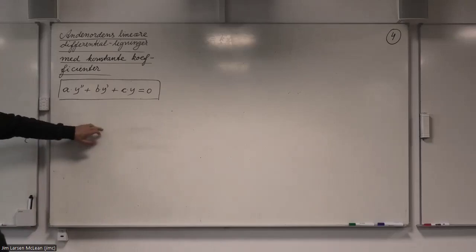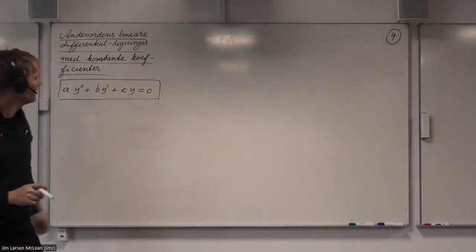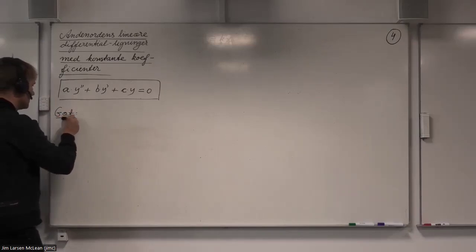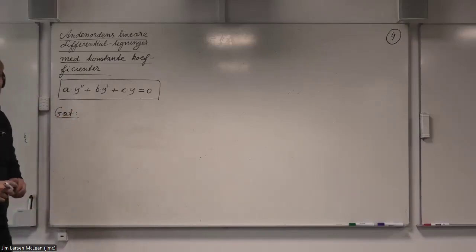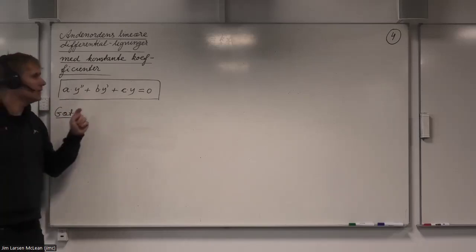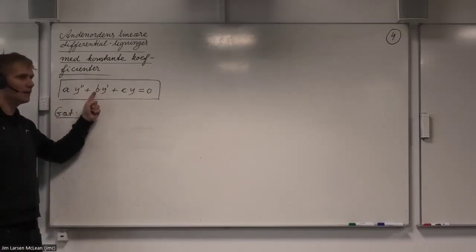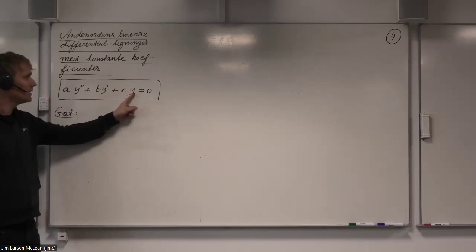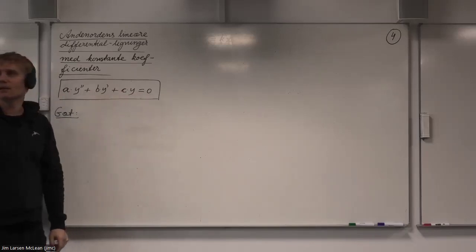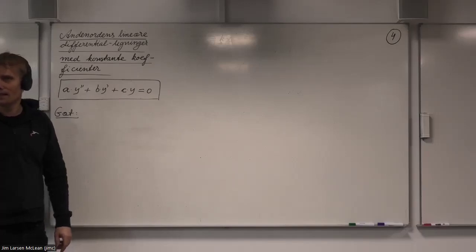And now let's see if we can guess how to solve it. So here comes a guess, and you need to hear where the guess comes from. I haven't just pulled it out of thin air. We are looking for a function y of x, such that if you differentiate it twice and multiply by a, differentiate it once and multiply by b, and do not differentiate it and multiply by c, then add it all together, it should equal 0. And it should not just equal 0 for a specific x value, but for all x values.